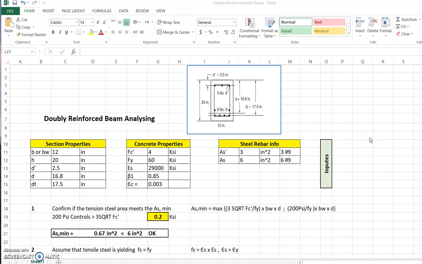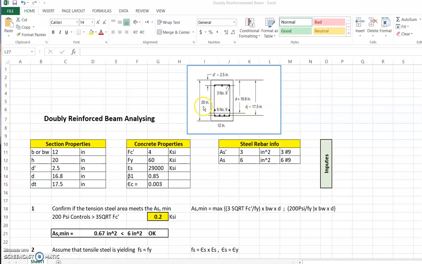Hello guys, in this video we're going to analyze a doubly reinforced concrete beam. So this is the cross section of the concrete beam that we have. As we see, it is doubly reinforced. It has 3 number 9 on top and 6 number 9 at the bottom.